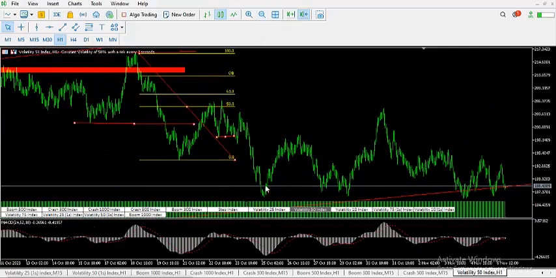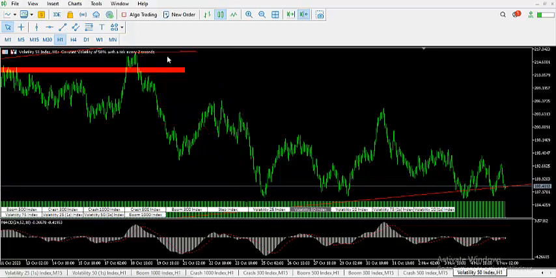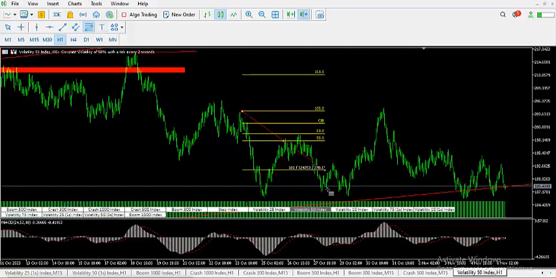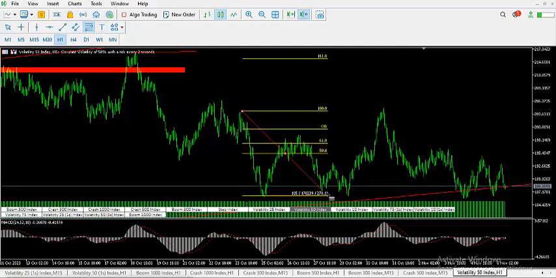Price came back up. You can use your Fibonacci again. Price came back up, and from the highest point, what happened? It touched the 61.8 level and crashed down again, making two sell positions here.